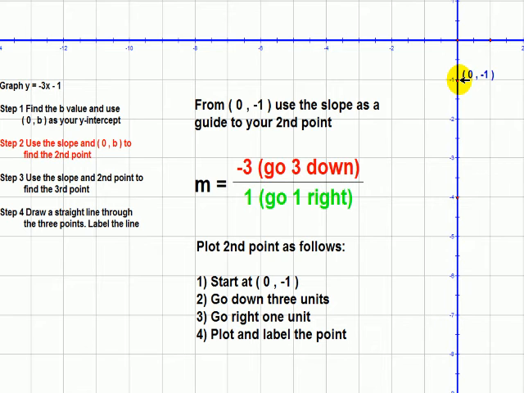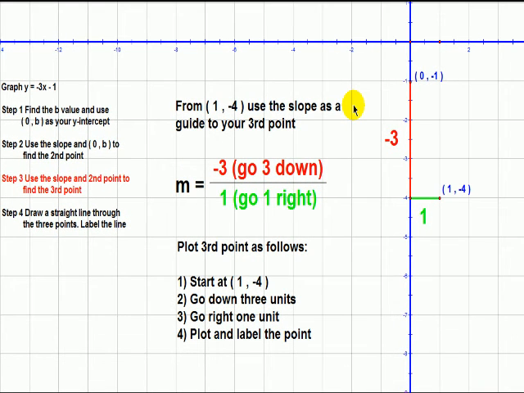You go down 3 units, like so. So, go down vertically 3 units, and once you've done that, the next step is to go 1 unit to your right, like so. And you can now label this point. What are we going to label it? 1, negative 4.